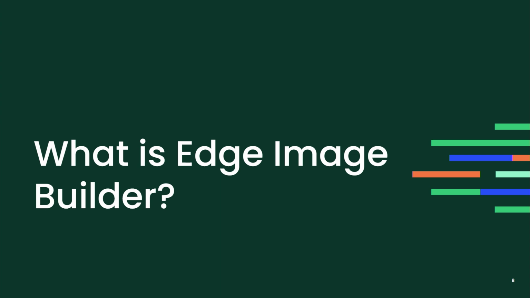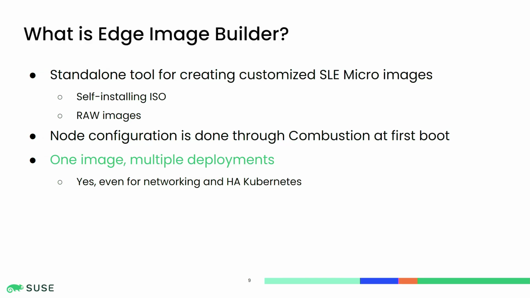So, what is it? Jason made many great points about what we need to solve at the Edge, and when it comes to Edge Image Builder, it is just a standalone tool which is able to answer most of the needs that we already talked about. So, you take an image, you modify it, you build it, you customize it, and then the result you can use for any Edge environment that you are having.